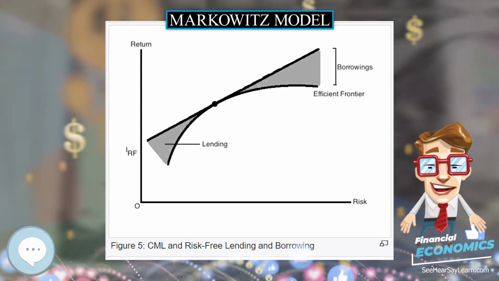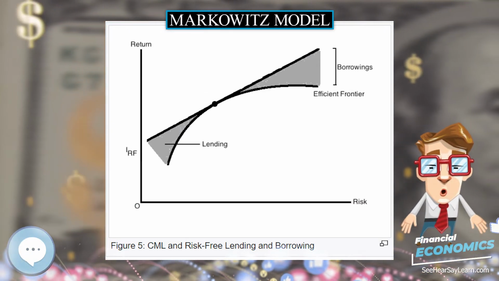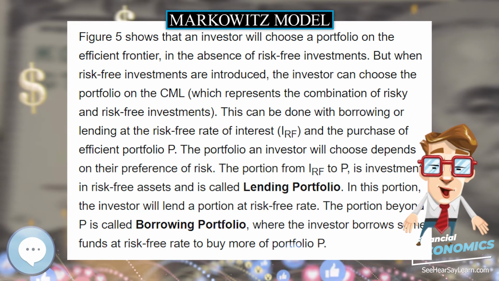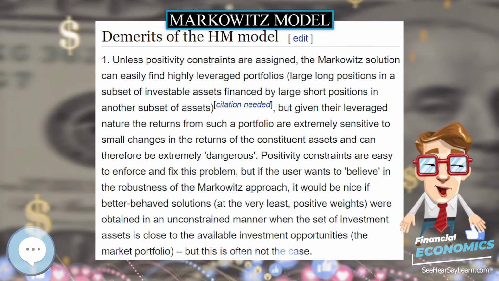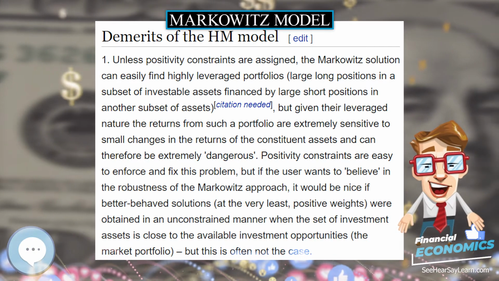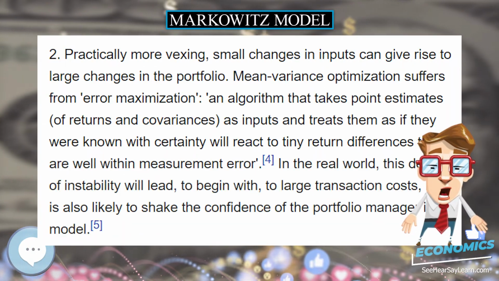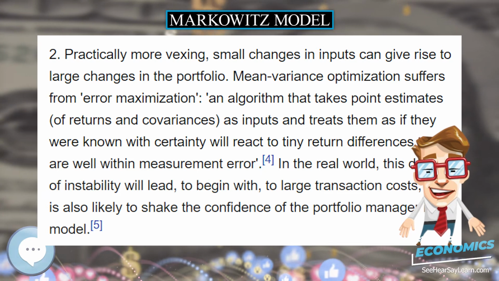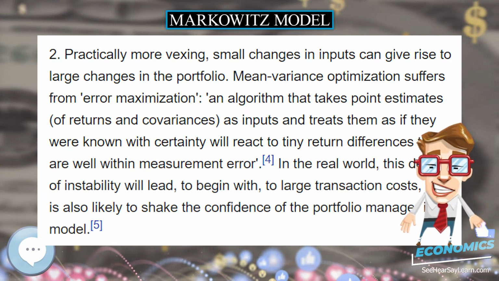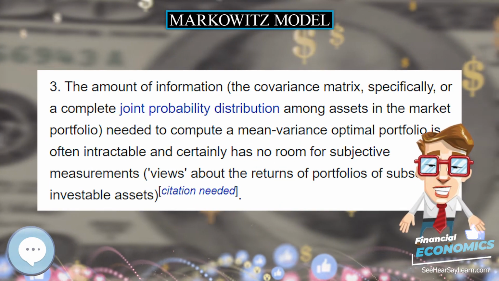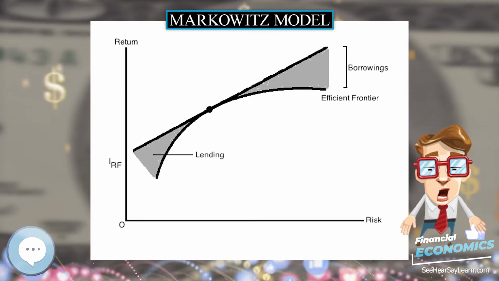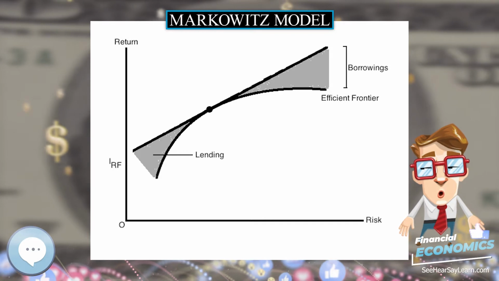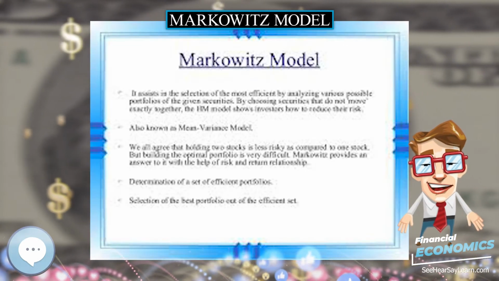Any point on the line R1PX shows a combination of different proportions of risk-free securities and efficient portfolios. The satisfaction an investor obtains from portfolios on the line R1PX is more than the satisfaction obtained from the portfolio P. All portfolio combinations to the left of P show combinations of risky and risk-free assets, and all those to the right of P represent purchases of risky assets made with funds borrowed at the risk-free rate.